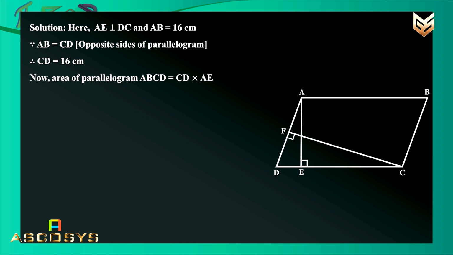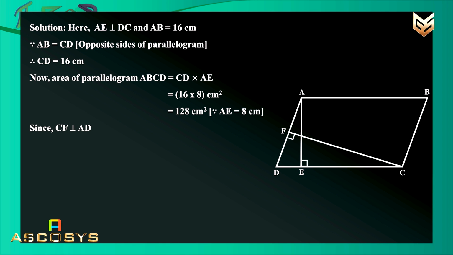Now, we need to find the area of the parallelogram ABCD. We know that the formula for finding the area of a parallelogram is base into height, or base into altitude. So, here the area of the parallelogram ABCD is equal to CD into AE. Now, you put the value of CD and AE, that means 16 into 8, that is 128 centimeter square.